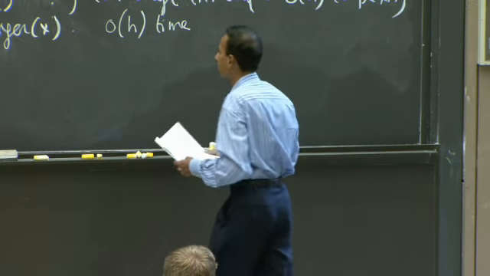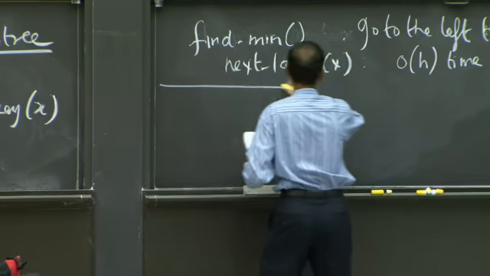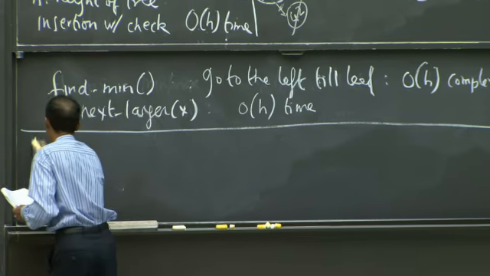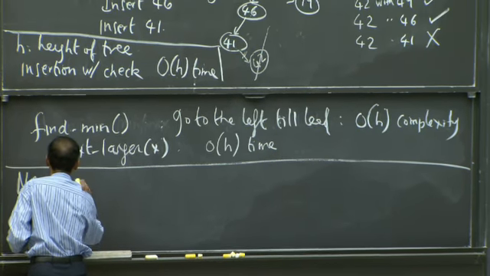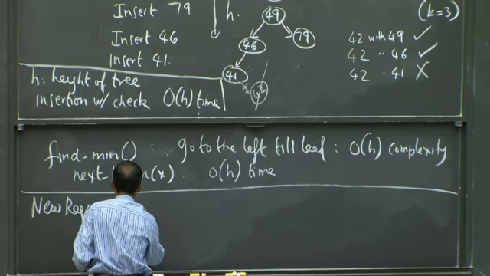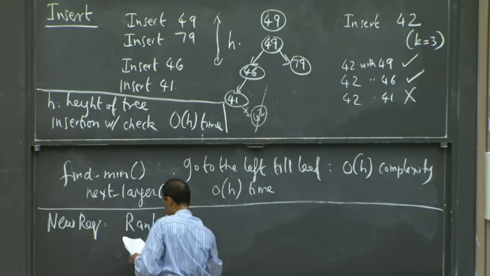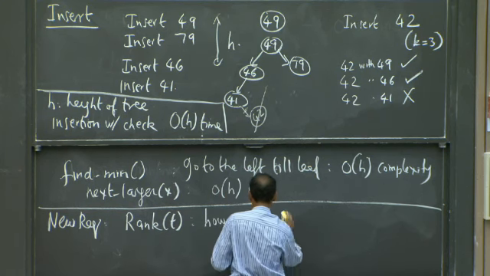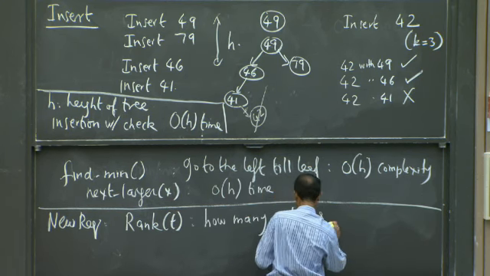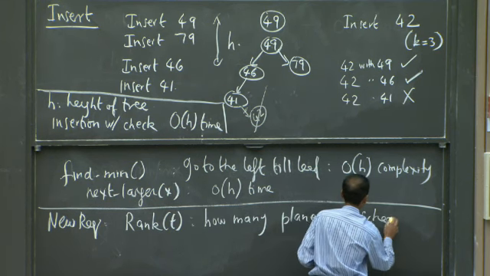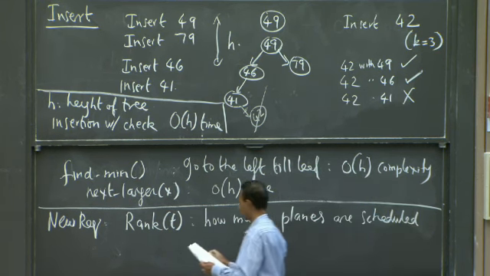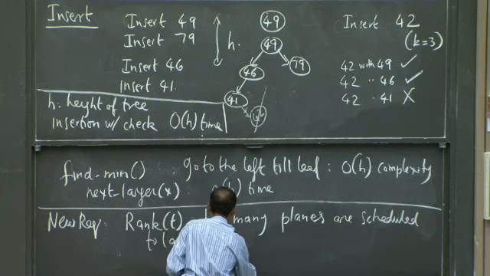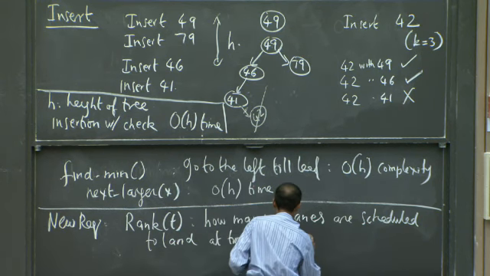And so you sort of committed to BST structures, but now we have an additional requirement. And the new requirement is that we be able to compute rank t. And rank t is how many planes are scheduled to land at times less than or equal to t.